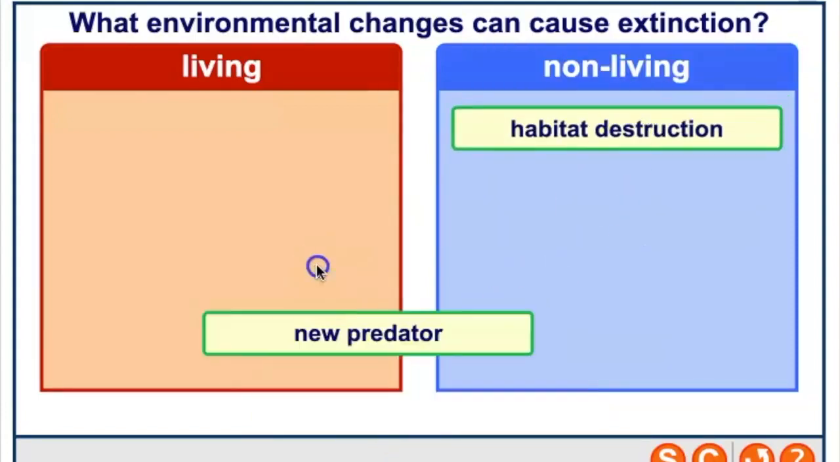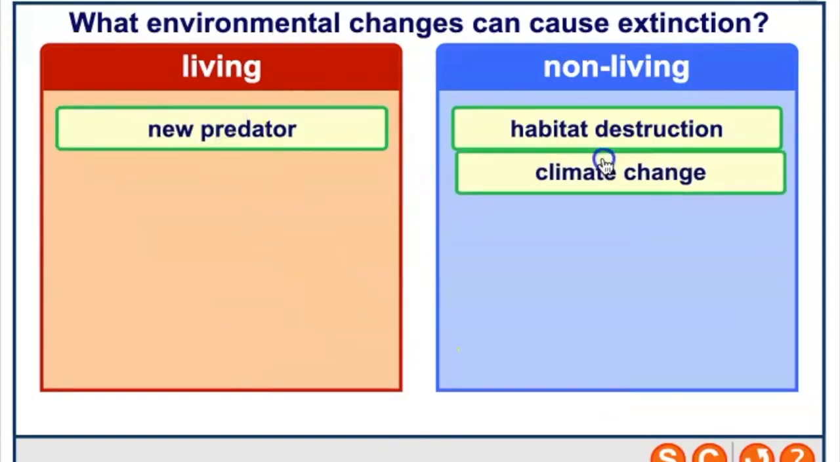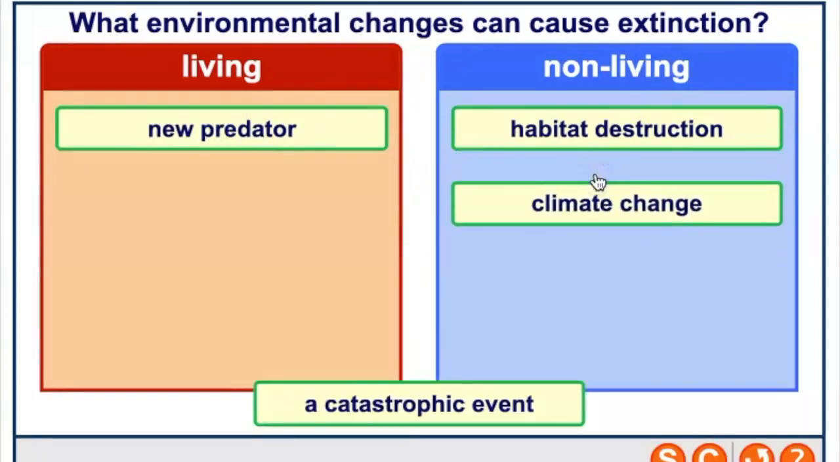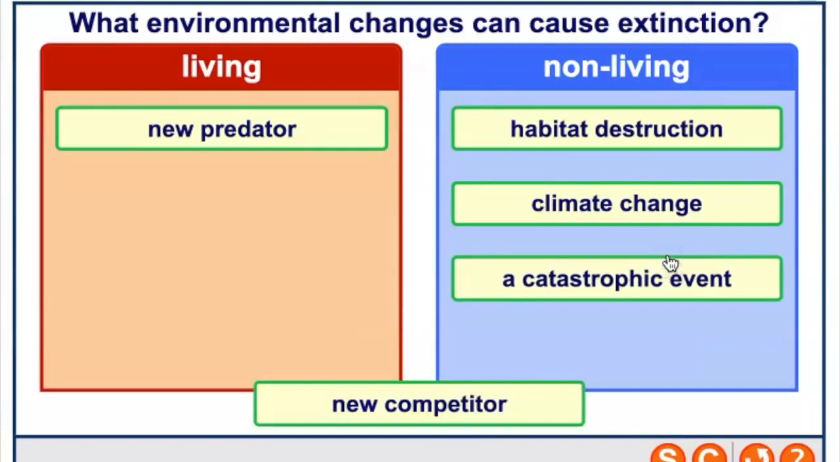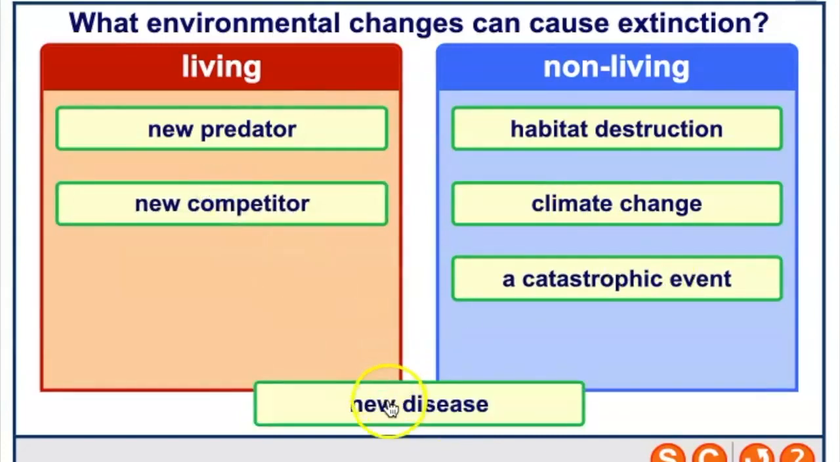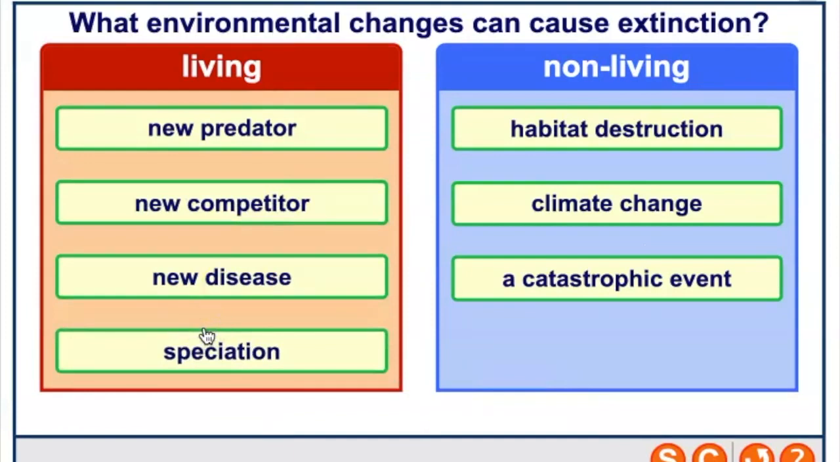A new predator, probably living. Climate change might be created by a living thing, but ultimately it is non-living. Same thing with a catastrophic event. A new competitor would be a living thing. A new disease would be a living thing. And speciation would be due to living things as well.